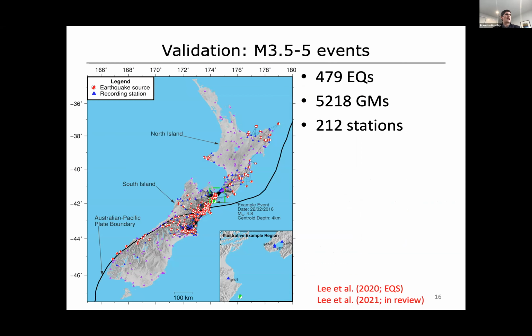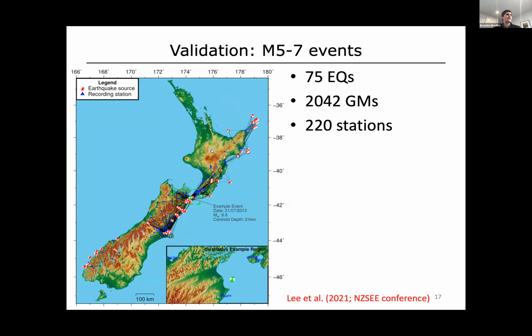For magnitude 3.5 to 5 events, we've got a little under 500 events where we've performed ground motion simulations for each of those corresponding events and compared simulated versus observed ground motions for about 5,000 ground motions recorded at 200 odd stations. For the moderate magnitude data set, obviously slightly less events, 75, leading to about 2,000 ground motions, again, at a slightly different subset, but around about 200 different stations.